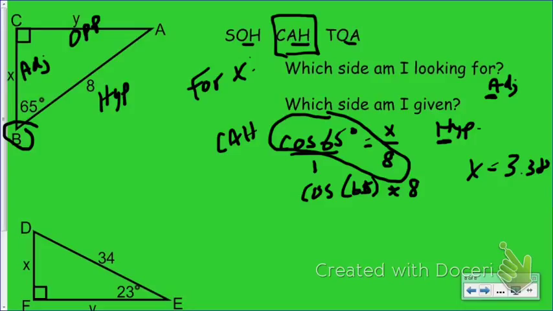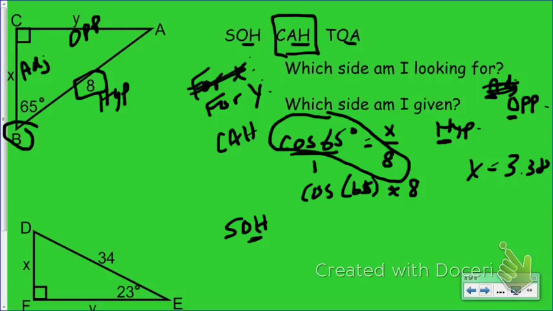Okay, now we're going to do it again to try and find y. So now we're going to do the same two questions for y. Which side am I looking for? Okay, so this time the y is the opposite. Which side was I given? Well, I was given the 8, so the side I was given is still the hypotenuse. So in this case, the first letters are O and H, so I'm going to use SOH, because that's the one that has the O and the H in it. So I'm going to use sine.